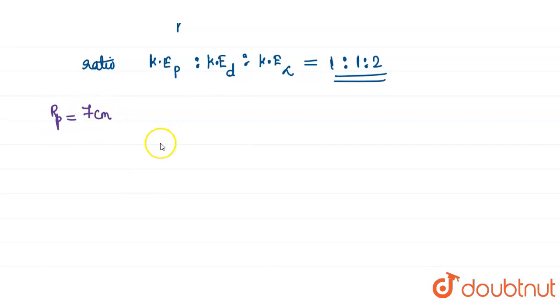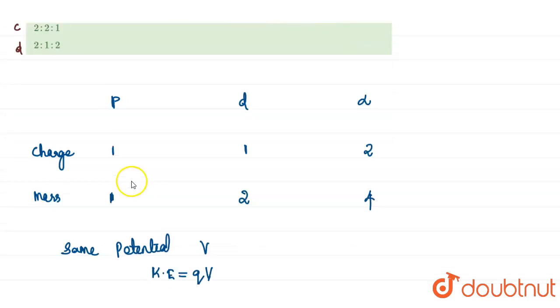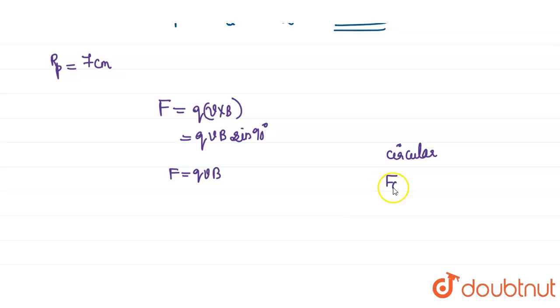We know that when a charged particle is placed in a magnetic field, a force is exerted on that particle, which is given by Q into V cross B. Here in the question it is mentioned the magnetic field is in a perpendicular direction. So QV cross B becomes QVB sin 90. That means force is equal to QVB. And when a charged particle is placed in a magnetic field, it moves in a circular path. So the force exerted on that particle is given by the centripetal force, which is given as mv square divided by r.